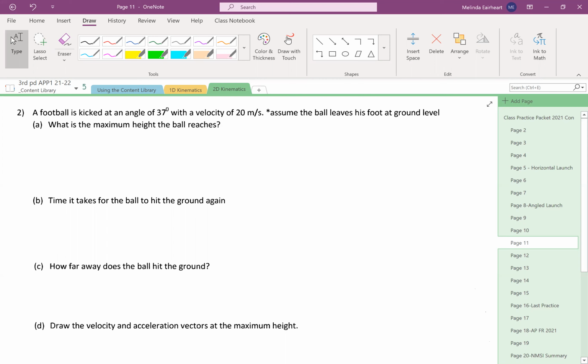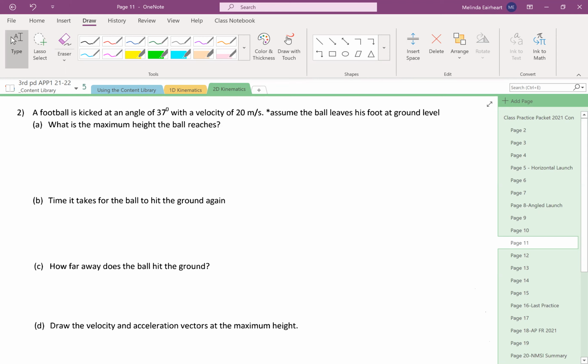So we're going to kick this football at 37 degrees with the ground. Usually it's wherever the object originates. We don't put the football on the vertical, we put it on the horizontal ground. And we kick it at a velocity of 20 meters per second, or that's our launch speed, okay? Assume the ball leaves his foot at ground level. In other words, you know, when a kicker kicks a football, maybe the foot is a meter above the ground, right? We're neglecting that 1 meter, okay? Make our lives a little easier today.